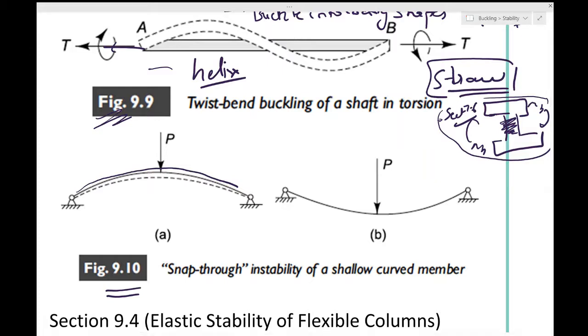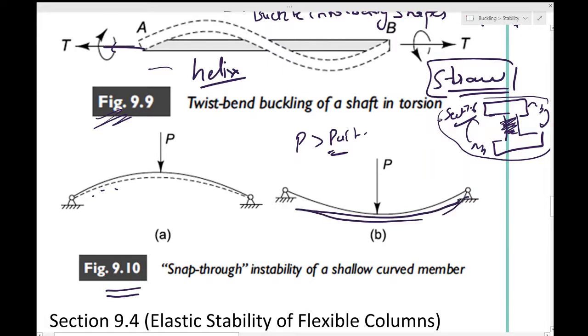If you have small values of P, only small deflections result, and those are shown by the dashed lines over here. But at a critical value of P, the member suddenly snaps through to the position of opposite curvature like this. If P is greater than P critical, then there is a chance that any small disturbance will help you get like this.